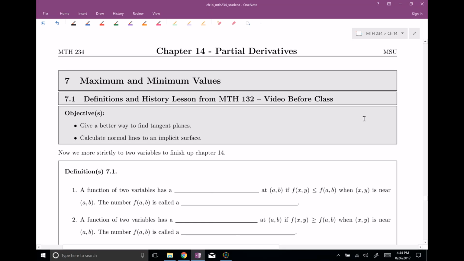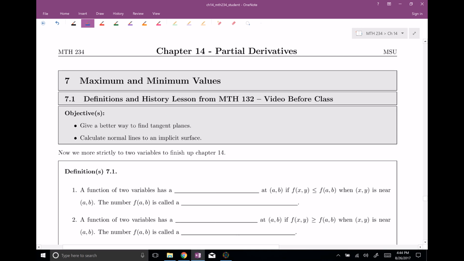This is maximums and minimum values for multivariable functions, right? And the claim is I have a very boring video for you, but that's okay. We can get all the boring stuff done before class so that way we can do a few more examples and the exciting stuff in person. So this is going to be definitions and a bit of a history lesson.